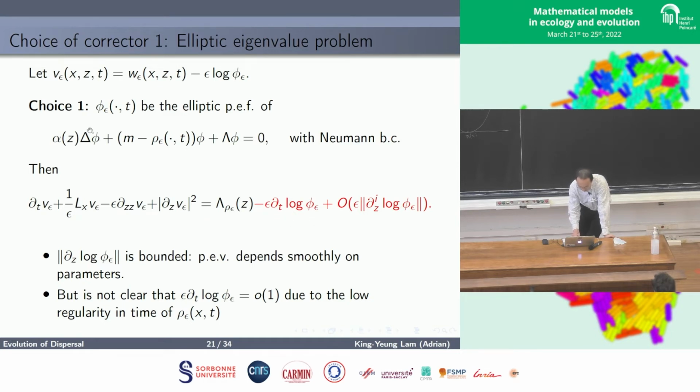Because this is a time derivative of phi, and this is an elliptic problem, so we only expect phi to be as regular as rho in terms of dependence on time. So this is not necessarily a small term. So we cannot use this corrector.